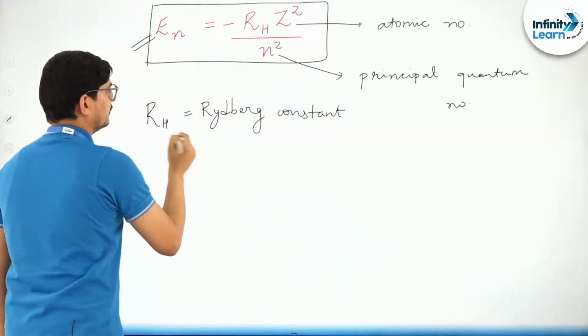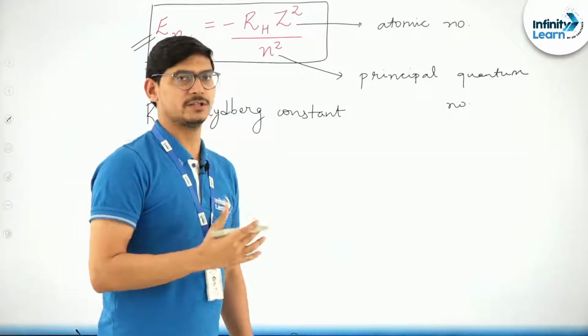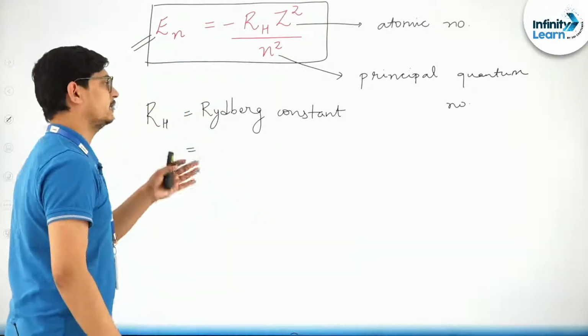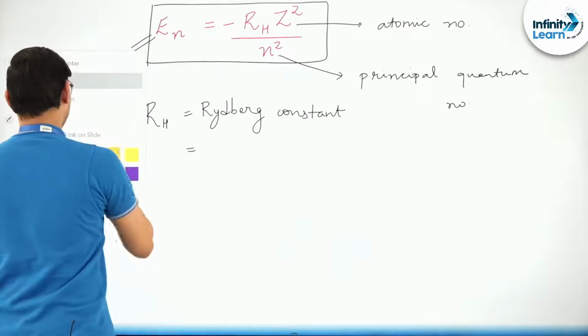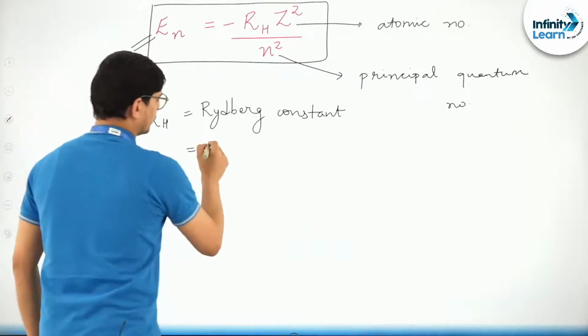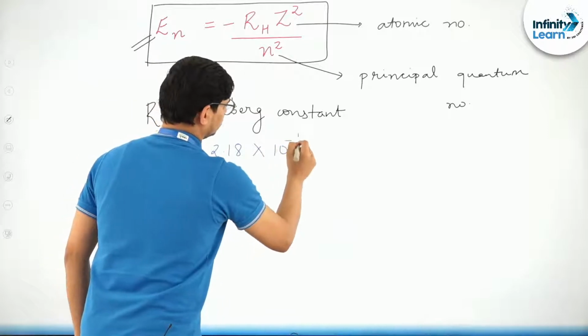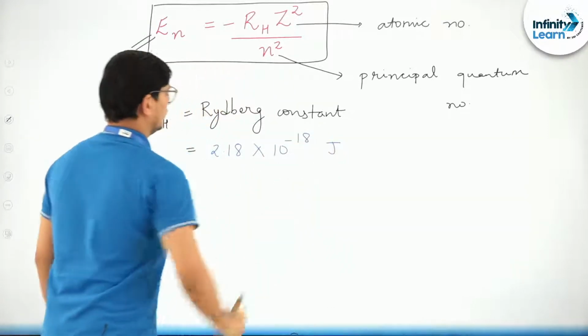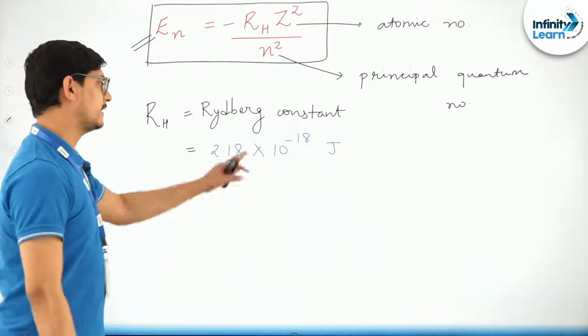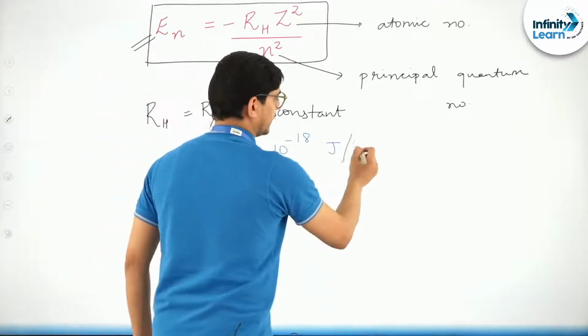What is the value of R in terms of energy? Obviously it's a constant, and its value will vary depending upon what unit you choose. One value is 2.180 into 10 to the minus 18 joule per atom. This is per atom, right?